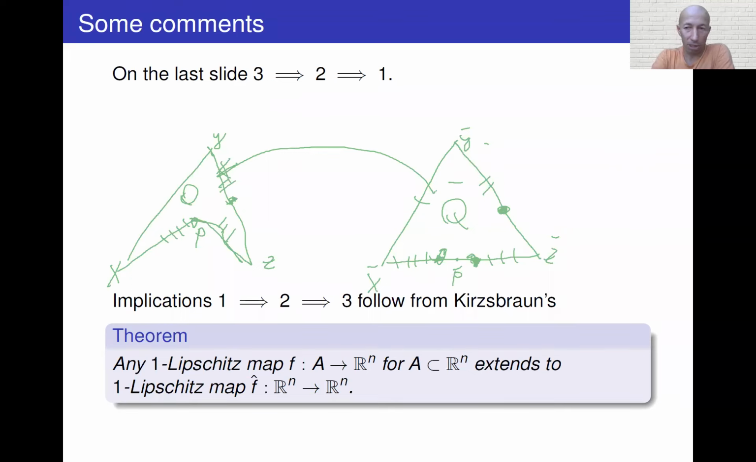To get the implication 1 to 3, we just consider the map from the four points x bar, y bar, z bar, p bar to x, y, z, p. Statement one is just the statement that this is a one Lipschitz map. And then the one Lipschitz extension must do what we need. So if you try to prove three directly, it's a little bit delicate, but if you believe in Kirszbraun's theorem, then this is a way around. Okay. Are there other questions on this slide?